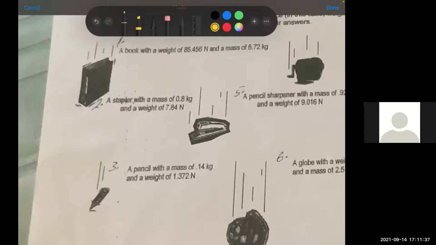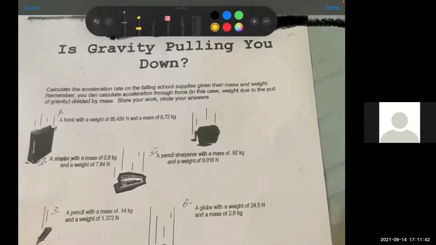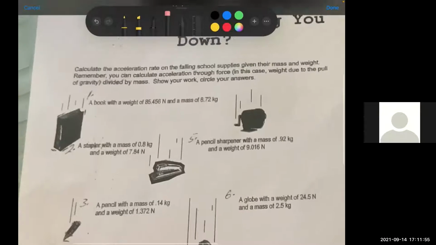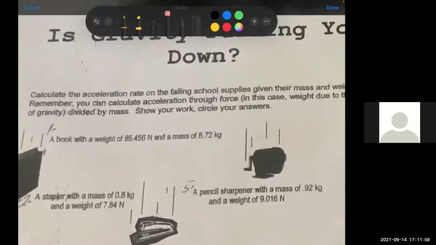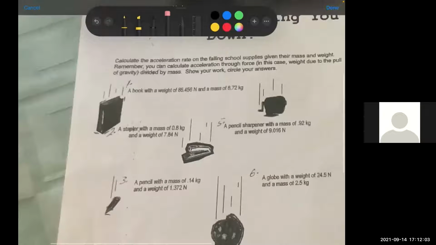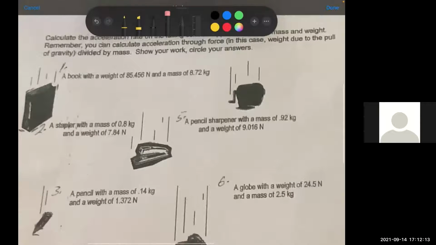Okay, so gravity pulling you down. That's a little bit interesting. Calculate the acceleration rate of falling school supplies given the maximum weight. Remember, you can always calculate the acceleration from a force, in this case the weight, the pull of gravity, divided by mass. Show your work and circle your answer.